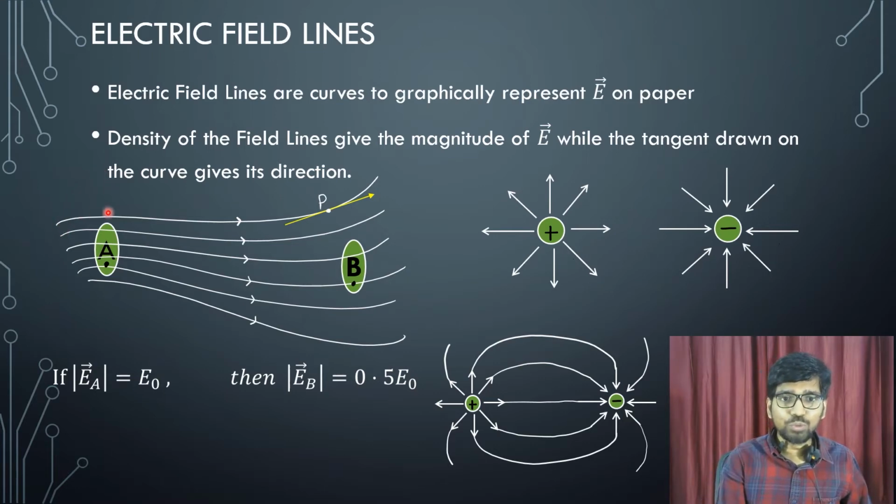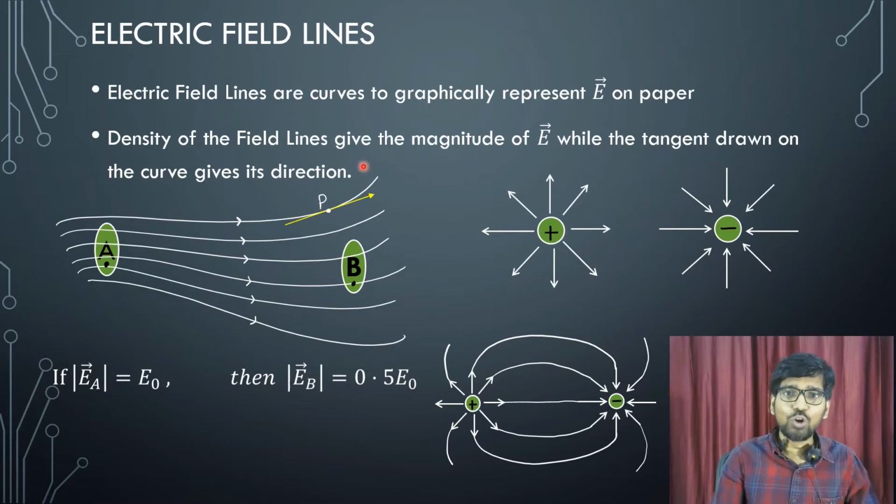Imagine that you have been provided with electric field lines in a certain region and you wish to calculate electric field in that region at some point. How will you do that? Consider 2 points in such region, point A and point B. Draw small and equal cross-sectional areas around point A and around point B. As you can see, around point A, the number of electric field lines crossing this area is 4 units and around point B the number of electric field lines crossing this area is 2 units. Therefore, if you say that the magnitude of electric field at point A is E naught, you can safely say that the magnitude of electric field at point B will be half of it.